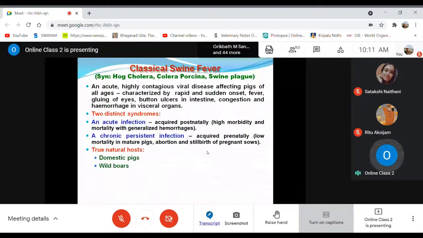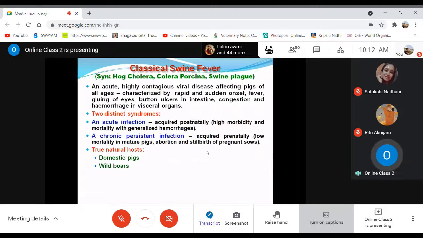That means it may be in the form of a very acute infection or a chronic persistent infection. In acute infections, the infection is mostly acquired postnatally, that is, after birth. There will be high morbidity and mortality with generalized hemorrhages in many parts of the body, in the visceral organs. These hemorrhagic lesions are severe and generalized, with high morbidity and mortality, and the animal gets this infection after birth.